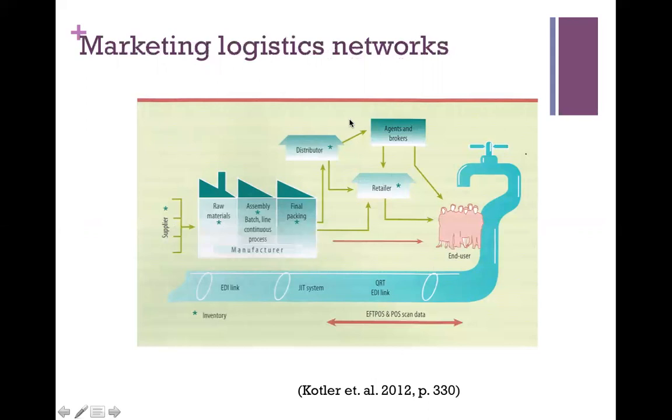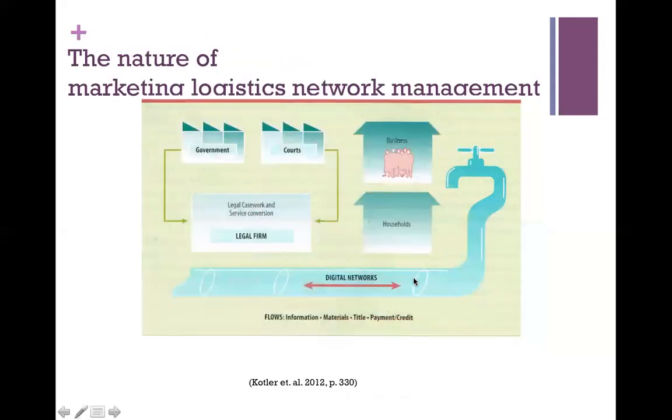And just briefly about the marketing logistics network, as we recall, we work with the supplier, and we receive the raw materials, packaging materials, and so on in our manufacturing facility, and we make the products. We send the products to our warehouse, and we also ship the product to our distributors, retailers, or agents, and sometimes we ship them directly to the end users. Along the way, we have systems in place, such as EDI, Electronic Data Interchange, JIT system, and QRT EDI link system as well. That helps us to drive the network process.